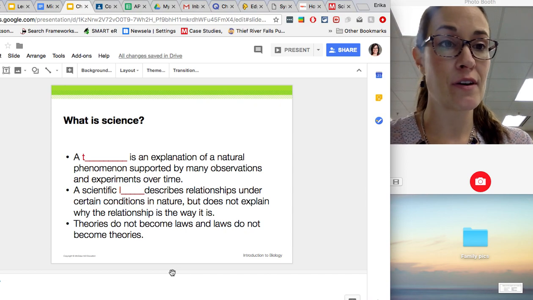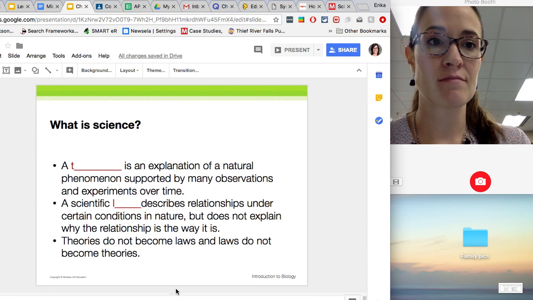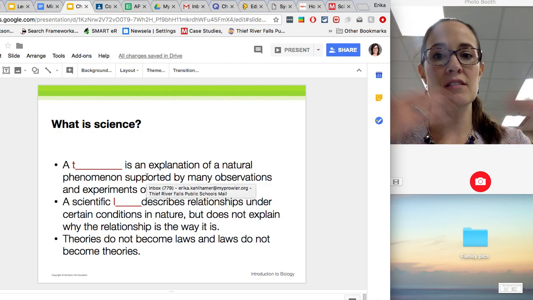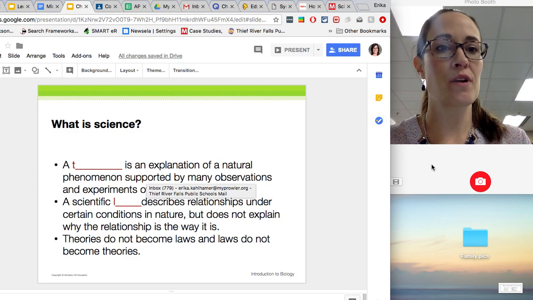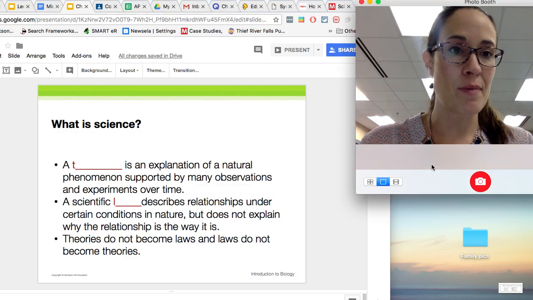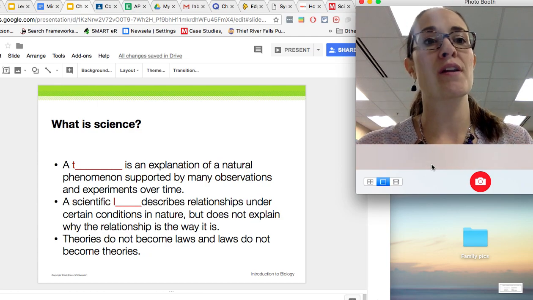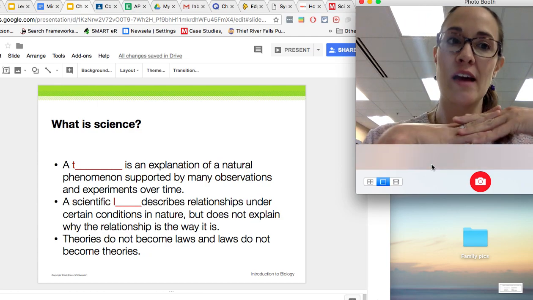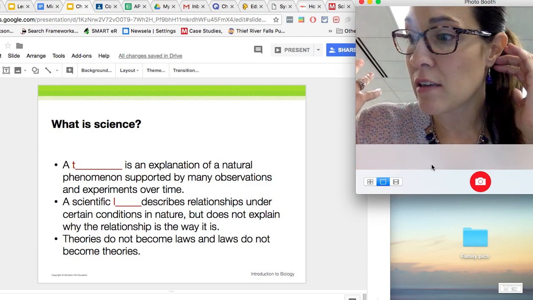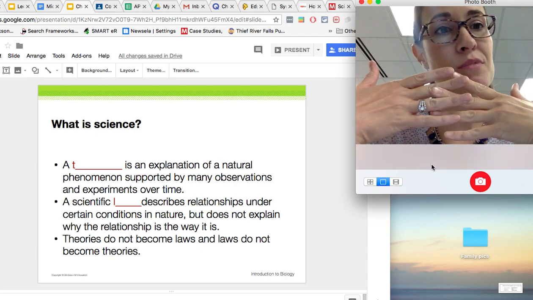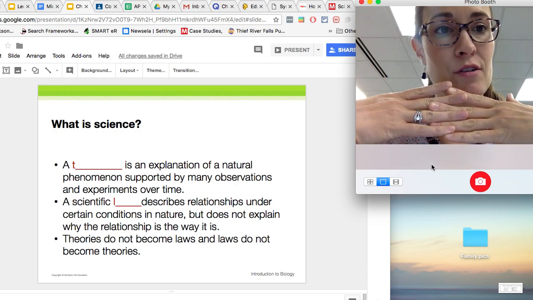You've maybe heard of a theory and a scientific law. What is the difference? A theory, so that's what goes in that blank there, is an explanation of things that you see, supported by many different hypotheses, observations, and experiments. It's well supported essentially with data. So a scientific theory is well experimented, and many different scientists have come to the same kind of conclusion.